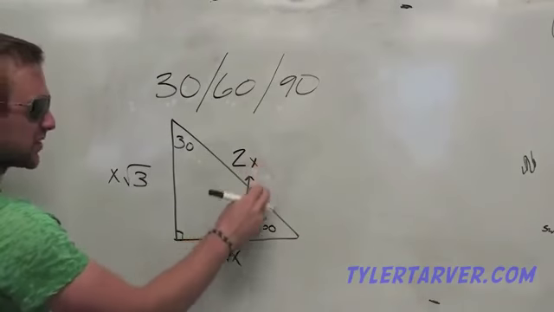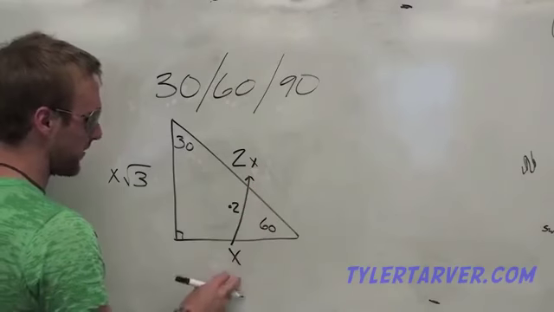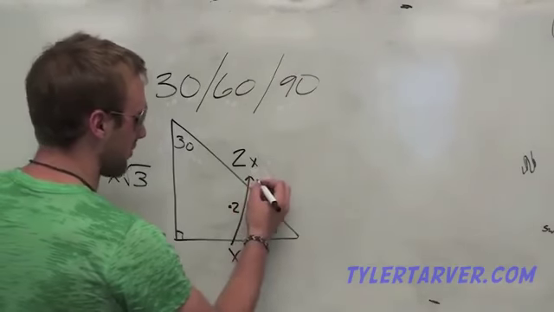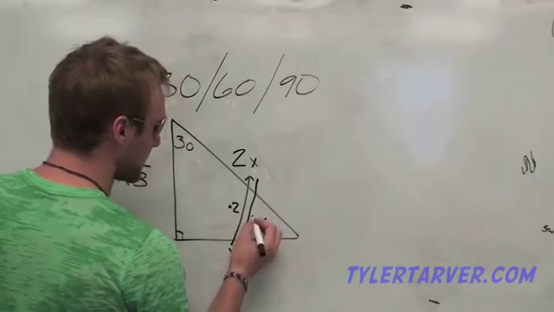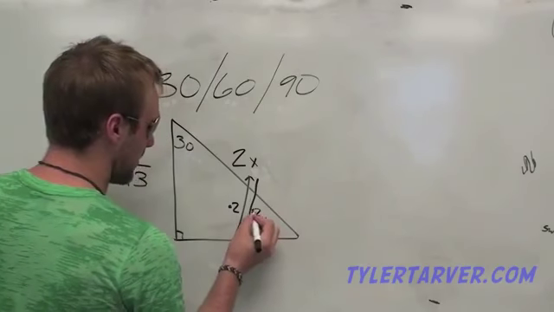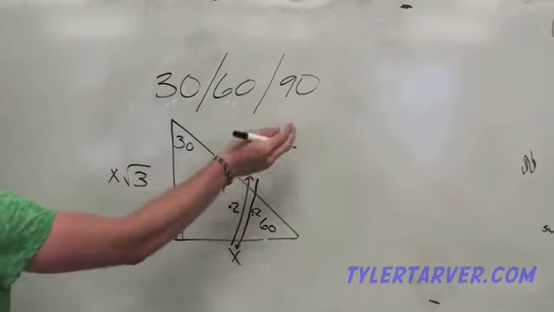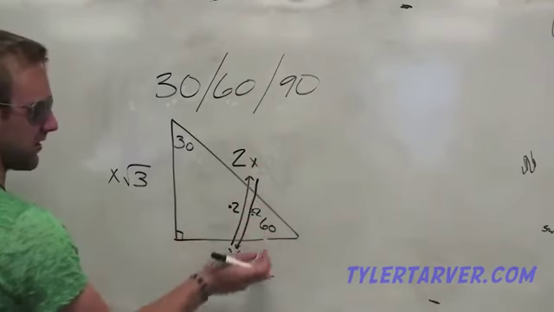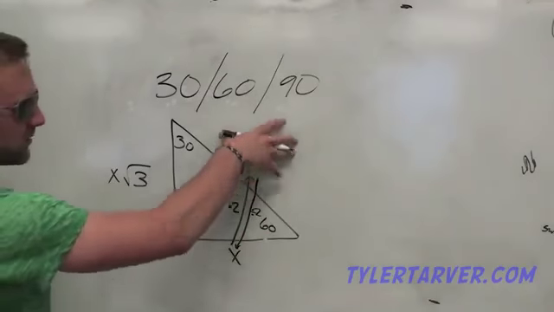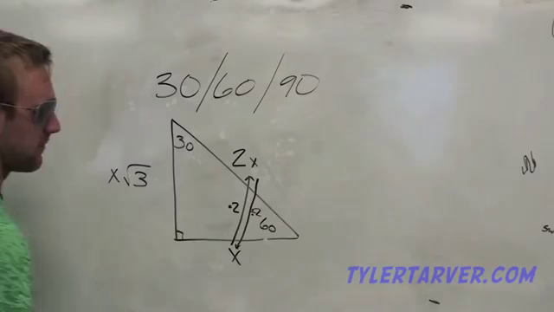If this is 10, this is 20. If this is 30, this is 60. This is 150, this is 300. If you're going from this way to this way, you do the opposite, which is divide by 2. Okay? So if this is 60, this is 30. If this is 15, this is 7.5. Whatever the hypotenuse is, cut it in half to go to the 30 side.